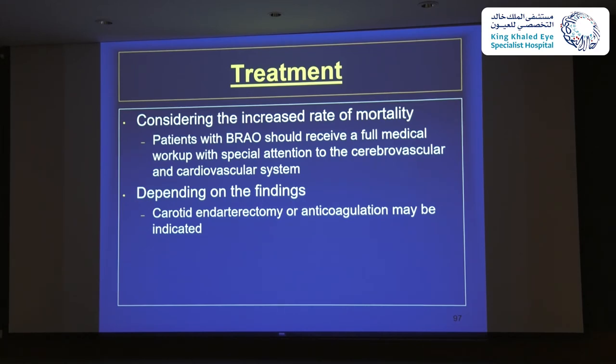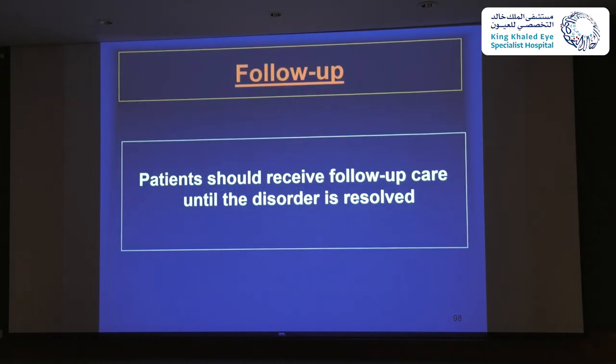Considering the increased rate of mortality, patients with branch retinal artery occlusion should receive a full medical workup with special attention to the cerebrovascular and cardiovascular disease. Depending on the finding, carotid endarterectomy or anticoagulation may be indicated. So this depends on your carotid. If it is more than 90% obstructed, then this patient will benefit from endarterectomy of the carotid, and you could send the patient to the hematologist or cardiovascular surgeons.